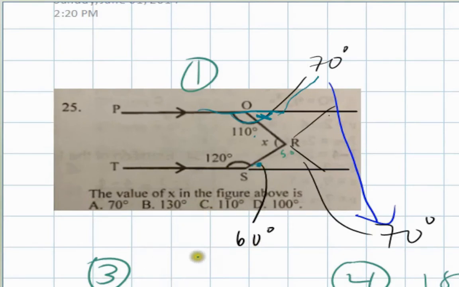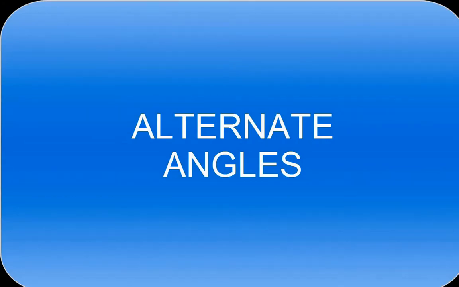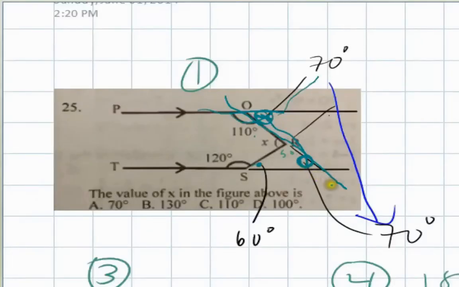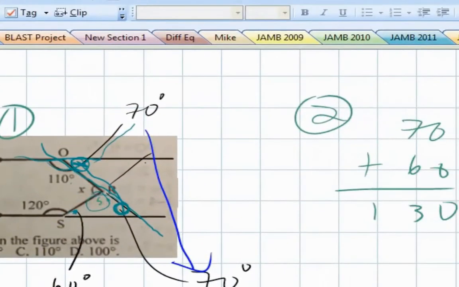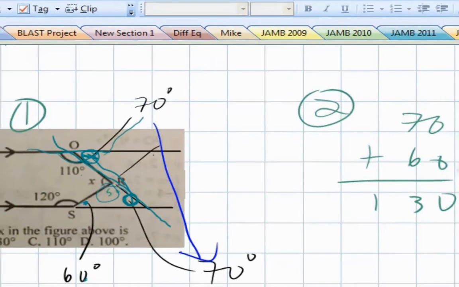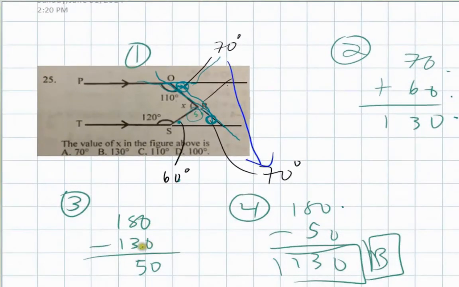And then because this diagonal was crossing through the two parallel lines, this being 70 degrees makes this angle also 70 degrees. Okay, so that helps me out a lot more. So now I know that this is 60, and this is 70, making this final angle here 50. That's because 70 plus 60 is 130. So 180 minus 130 is 50.